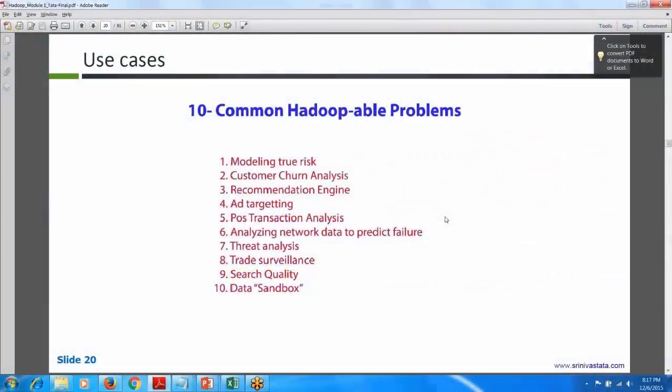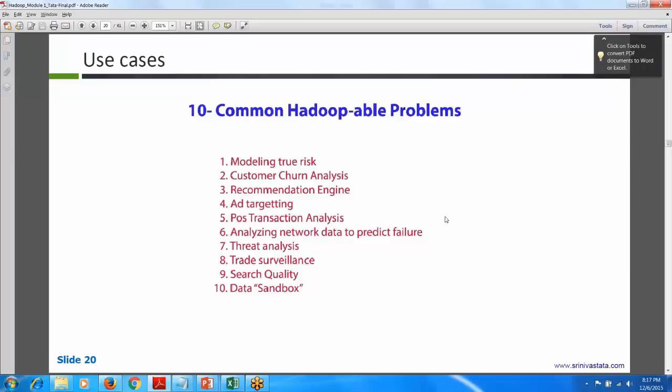Coming to the 10 most common Hadoopable problems. Let's have a walk through all the 10 problems. The first two are modeling true risk and customer churn analysis. Let's go one by one.